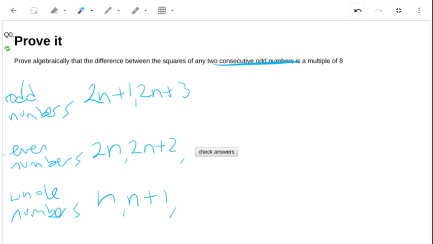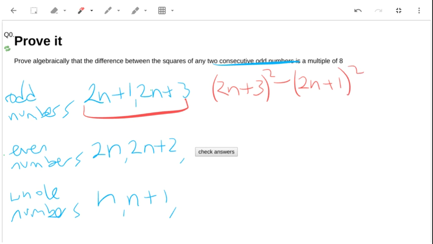So we're using those two consecutive odd numbers. It'll work if you have something else, for example, 2n minus 1 and 2n plus 1. Let's square them and see what the difference is. (2n plus 3) squared minus (2n plus 1) squared.